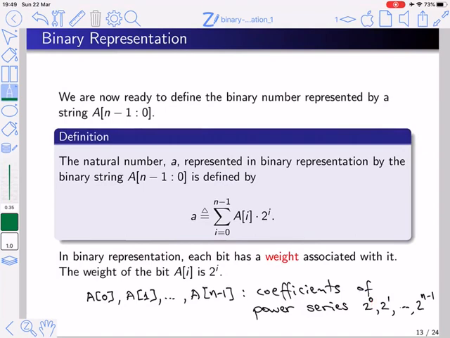2 to the power of 0, 2 to the power of 1, up to 2 to the power of n minus 1. Now, notice that when we do this summation, we multiply by a power of 2. Sometimes we refer to this power of 2 as the weight of a_i. So in binary representation, every bit has a weight, and the weight associated with bit a_i is 2 to the i. And when we add the weighted values of the bits, we get the number which is represented by the binary string.